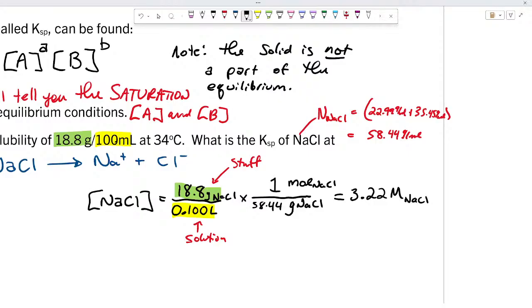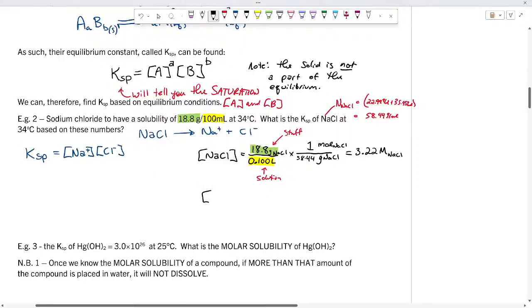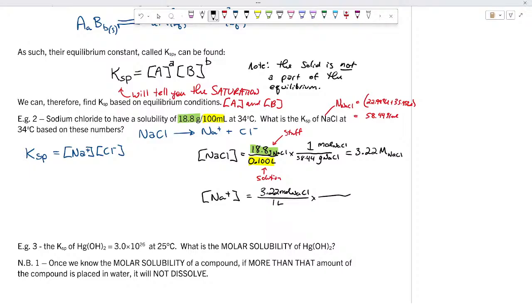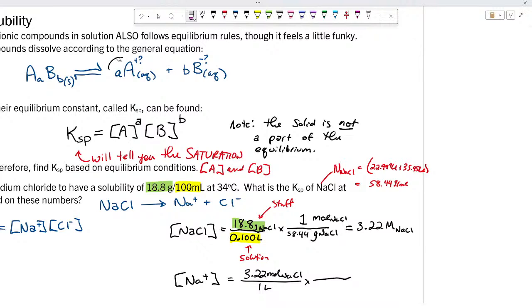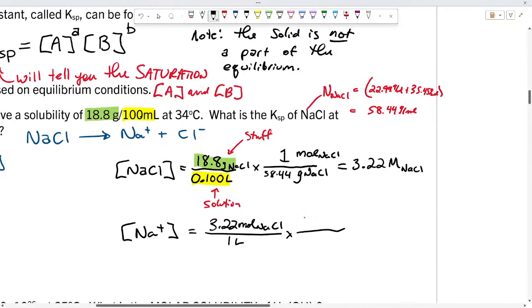And now we just have to say, okay, well, this is pretty easy. There's 3.22 moles of NaCl. You can just do this in your head. I just want to be really clear. But if you wanted to do it by dimensional analysis, how much Na+ do we get for every mole of NaCl? Yeah, it's 1 to 1. Does everyone see that? That we get 1 mole of Na+ ions for every mole of NaCl.